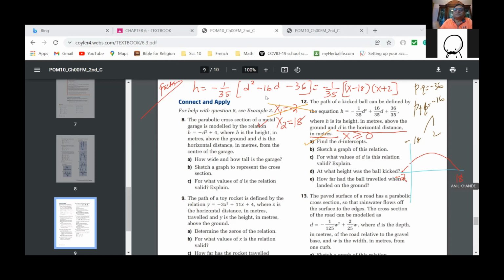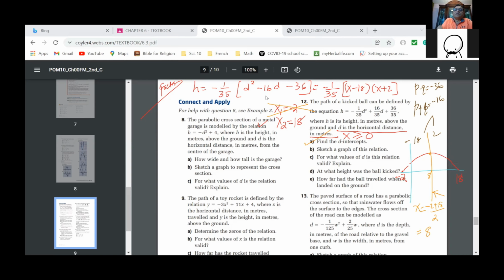Where is the axis of symmetry? It would be at x equals minus 2 plus 18 divided by 2, which is 16 over 2, which is 8, correct? So you have the maximum value at 8. So plug in 8 and get your maximum value.